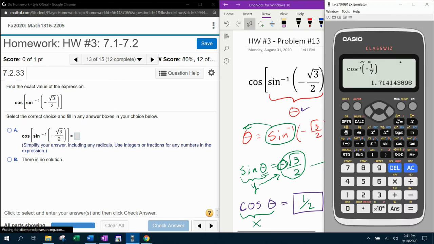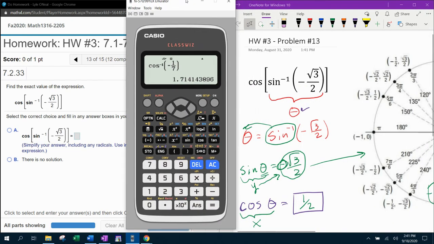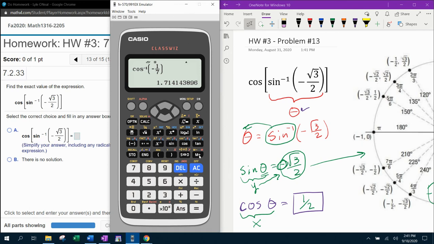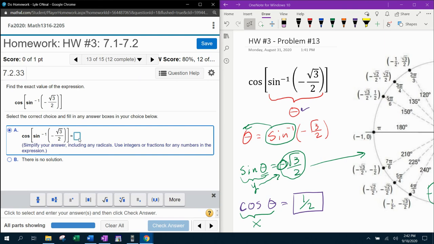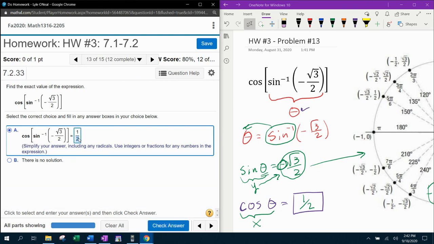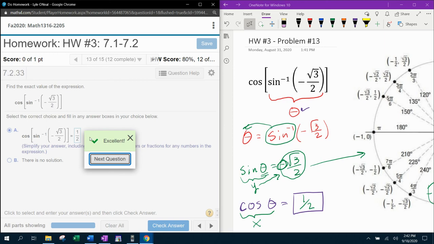And now we're going to verify that electronically with the calculator. So let's input this original problem, cosine of the inverse sine of negative square root of 3 over 2. And if all of this work over here is correct, we should get a half. Whew, which we do. So that answer is going to be a half. And we're done.